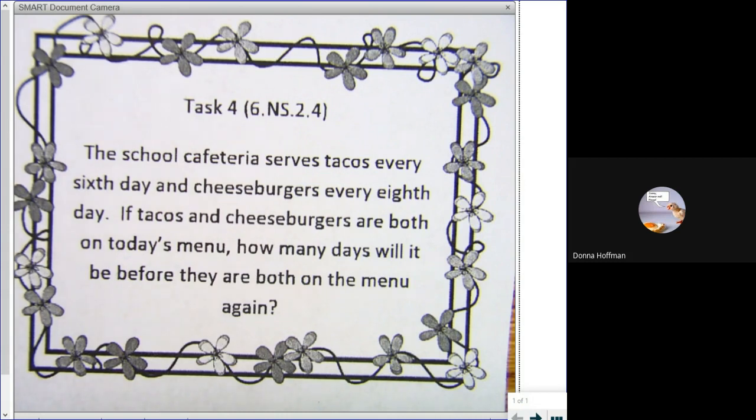If you said that this is an event waiting to happen, you would be correct. I would use least common multiple to solve this problem.